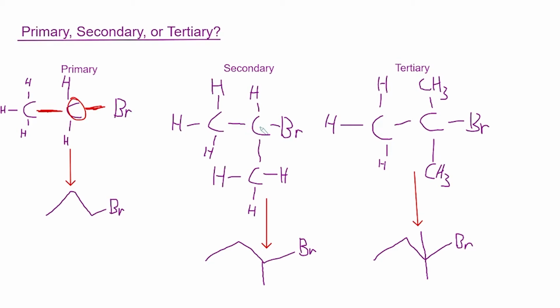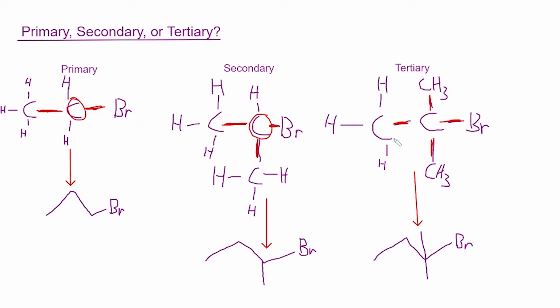If we look at the secondary one over here, once again we look at the carbon which the bromine is bonded to. However, that is bonded to both this and this carbon. Because it's bonded to two other carbon atoms, that makes it a secondary halogenoalkane. And finally, with the tertiary one, you look at the carbon atom that the bromine is bonded to, and that is bonded to 1, 2, and 3 different carbon atoms, and that makes it a tertiary halogenoalkane. So this system is quite simple, and you will come across it a lot in questions, so you should be well aware of this.